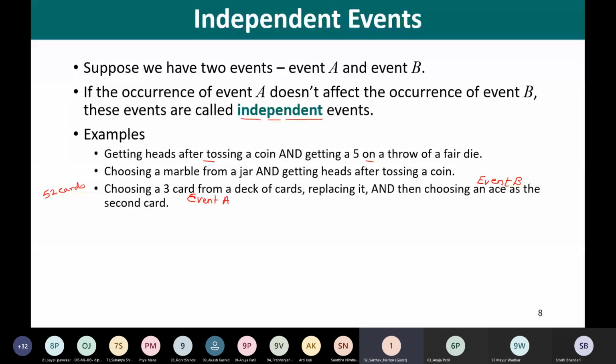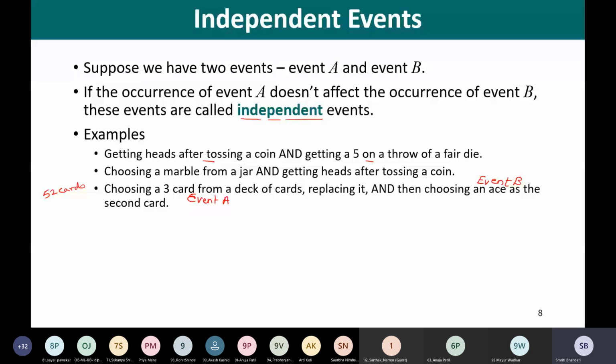But ma'am, in the last example you have given, you are taking the same deck of cards. So there is a possibility of the second card also being a 3 card. So how can we say that this is an independent event?